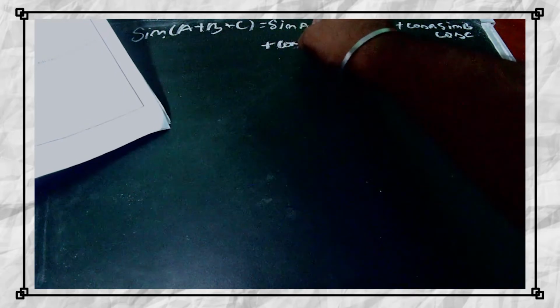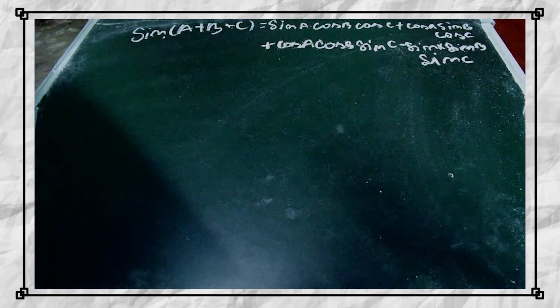Now we will see what will be the value of sine of A plus B plus C. So the sine of A plus B plus C is equal to sine of A into cos of B into cos of C plus cos of A into sine of B into cos of C plus cos of A into cos of B into sine of C minus sine of A into sine of B into sine of C. So we will see the derivation of this formula.